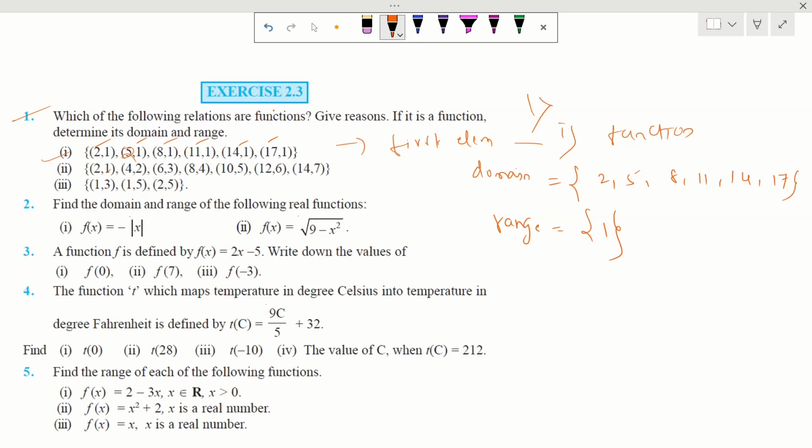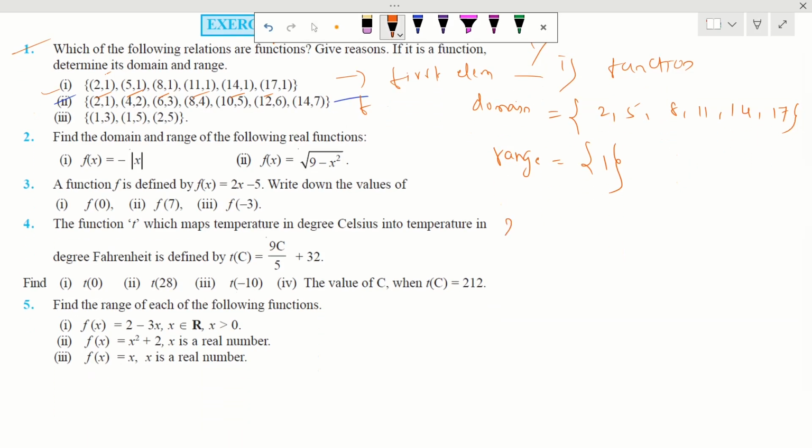Okay, understood. Now we come to the second problem. Here 2 is here, so this is also a function relation. Here 2 is also here, but this is the second element. A function is about the first element only. No first element is repeating, so this is a function relation. The second one is also a function relation.